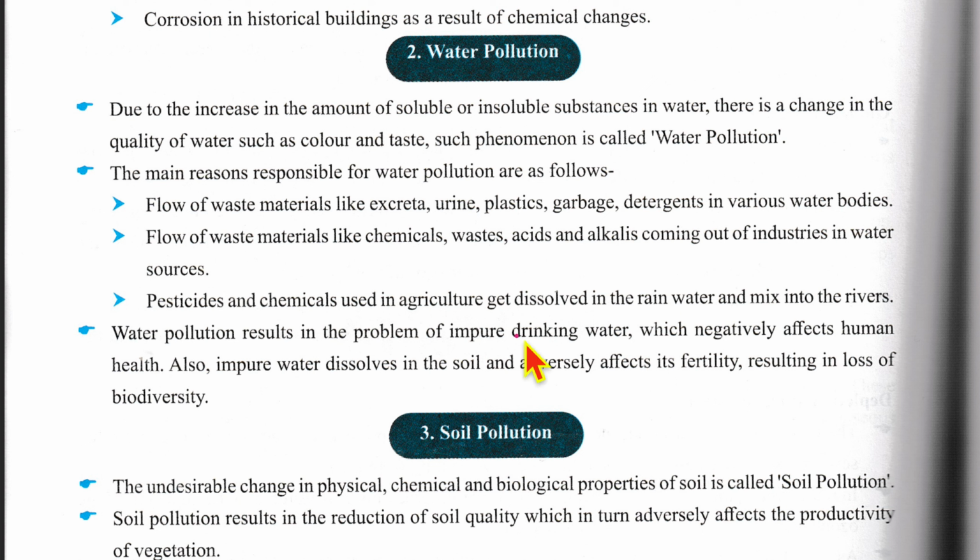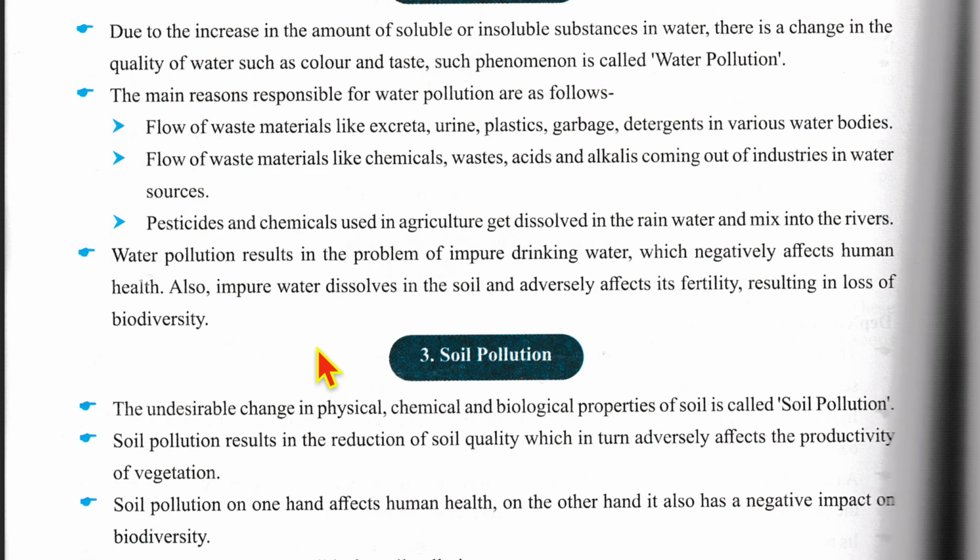Now, water pollution results in the problem of impure drinking water, which negatively affects human health. Also, impure water dissolves into the soil and adversely affects its fertility, resulting in loss of biodiversity.